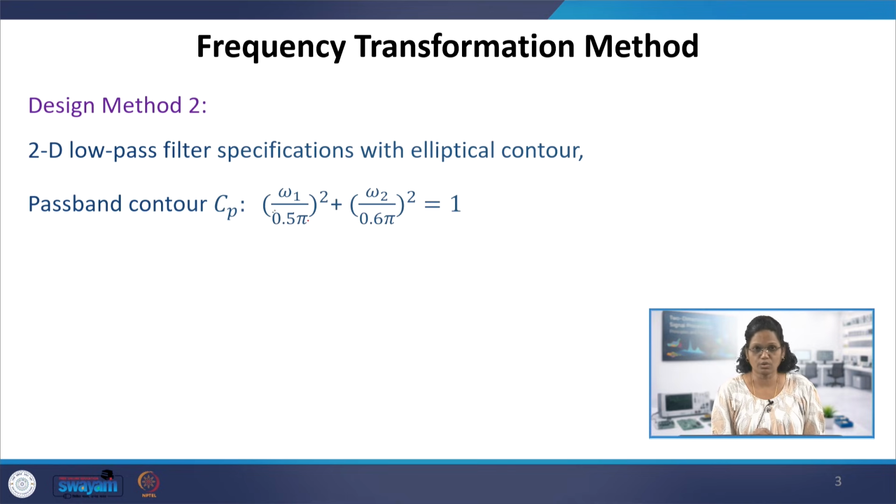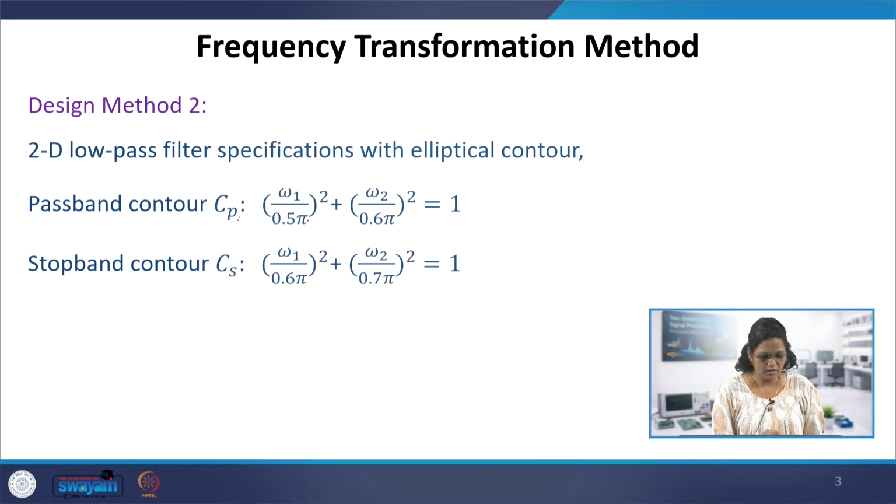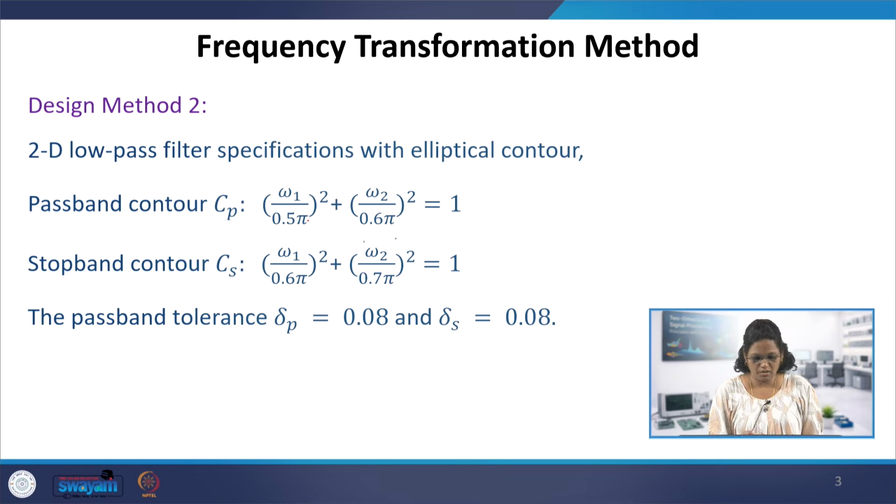So we have the contour in this fashion, varying with respect to omega 1 and omega 2 as an elliptical one. Similarly, the stop band contour is also elliptical, instead of the circle we had taken in the previous case: omega 1 square by 0.6 pi the whole square plus omega 2 square by 0.7 pi the whole square equal to 1. So 0.5 and 0.6 can be considered the passband and stop band frequencies. The ripple allowed in the passband is 0.08 and the ripple allowed in the stop band is also 0.08. We have very minimal ripple tolerance in the passband and the stop band.